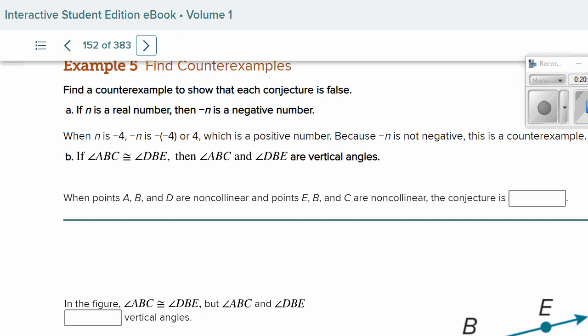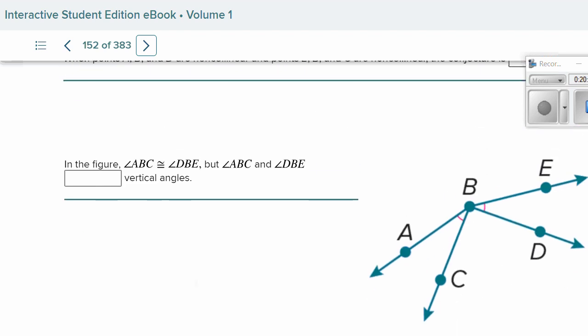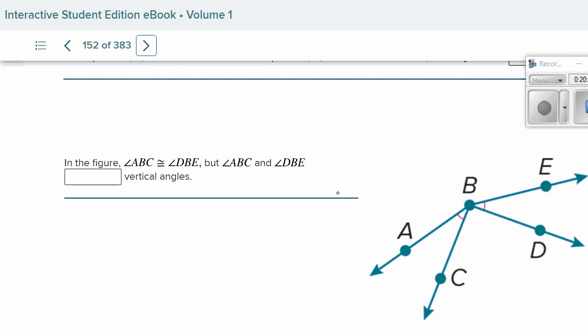So they show you this picture down here where you got ABC, this right here, and you got DBE, this right here, and they're showing that they're congruent, but are those vertical angles? And they're not. So we're going to say they're not vertical, so therefore the conjecture that congruent angles are always vertical is false. Okay.